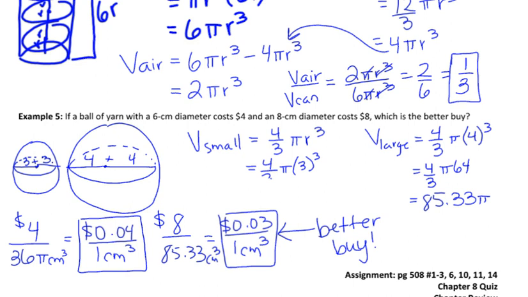All right, and your assignment, page 508, number 1 to 3, 6, 10, 11, 14. There's a quiz once you're finished all of these sections, and then just your chapter review before your exam. And then you are done, Foundations 20. We have covered all of our content.